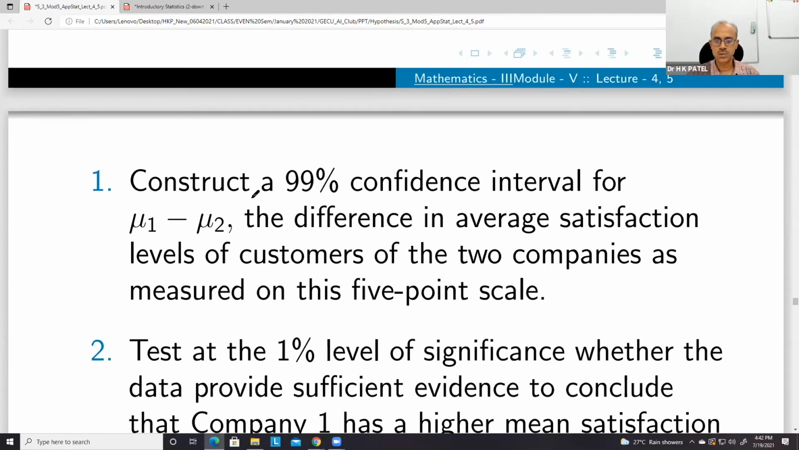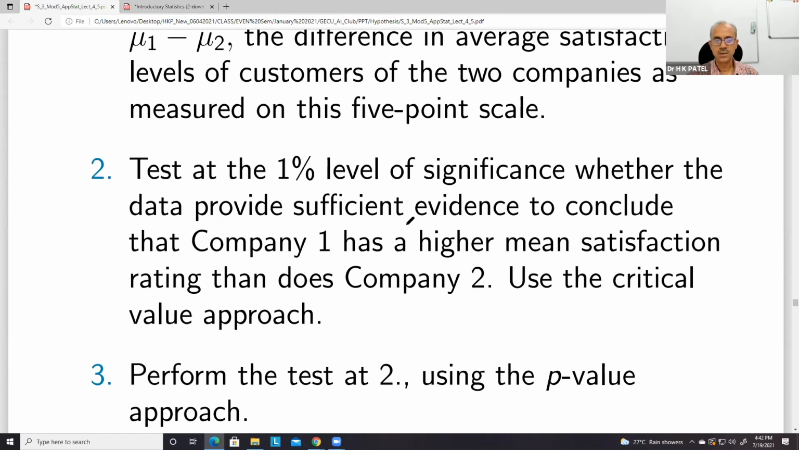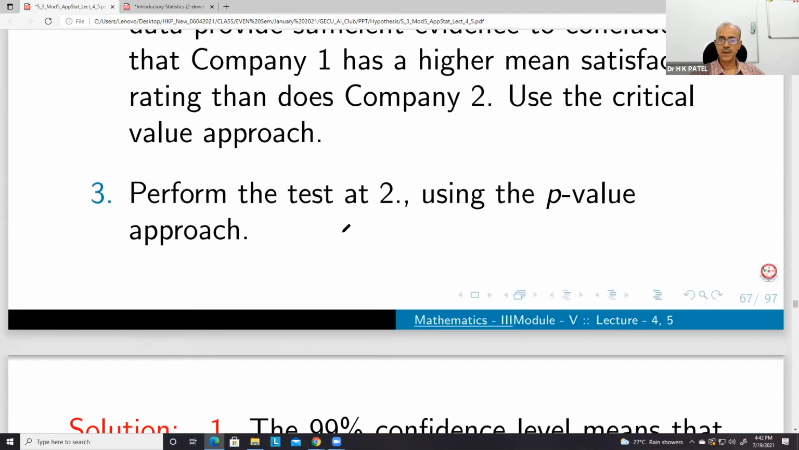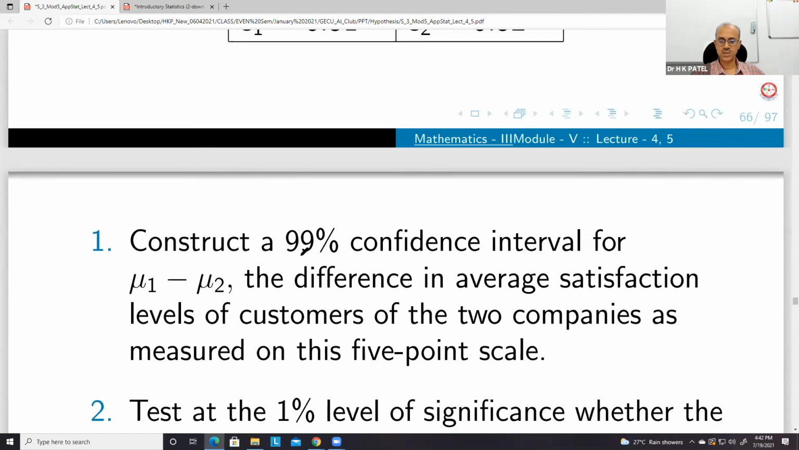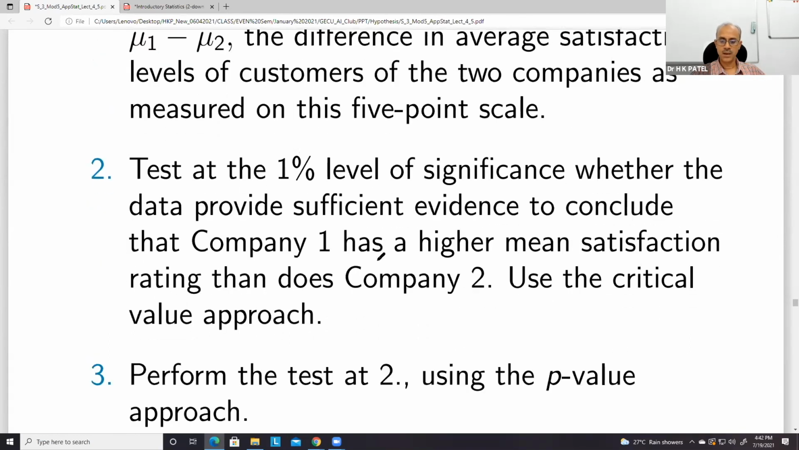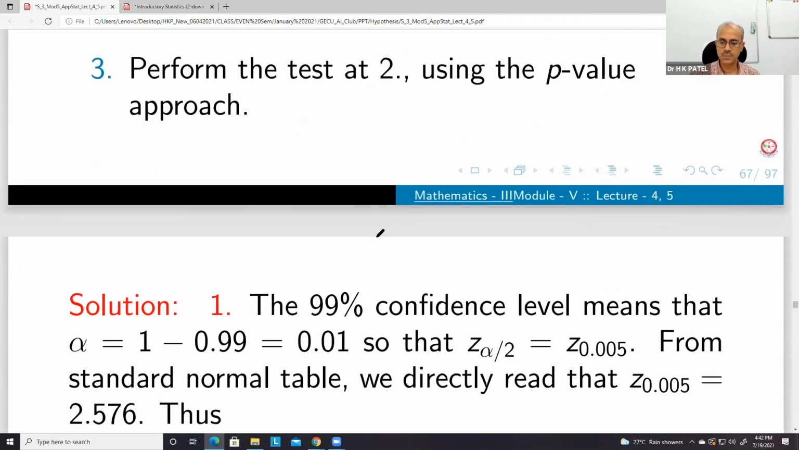What we are asked to do is construct a 99% confidence interval. Then test at the 1% level of significance whether the data provides sufficient evidence to conclude that company 1 has a higher mean satisfaction rating than company 2. Use the critical value approach, and then use the p-value approach. So these are 3 approaches: confidence interval, critical value, and p-value approach. All 3 approaches are applied in this problem.